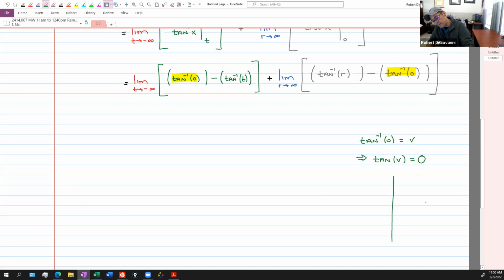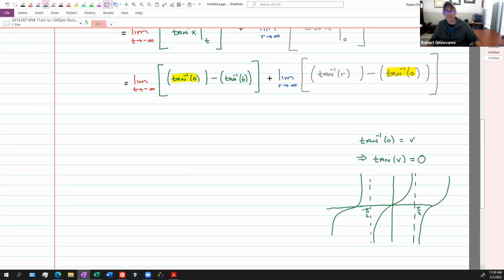Meaning if I look at the tangent function, and we all know what the tangent function looks like, right? Looks like this, and it does it again, and it does it again. And this happens at negative pi over 2 and pi over 2, isn't that where the vertical asymptotes are? We're asking ourselves, at what value do we get a 0 to come out? And that happens right here at 0. Now, it also happens over here and here. Why am I not looking over here and over here also for answers? It's not in our domain.